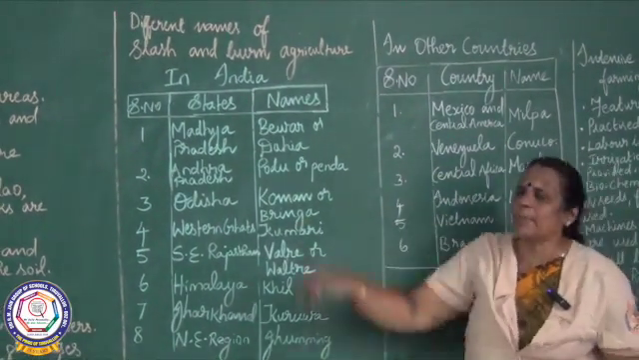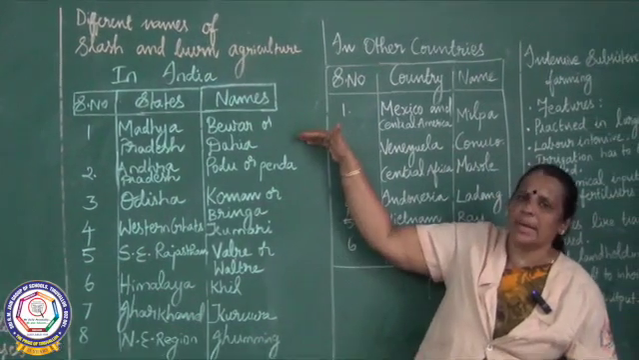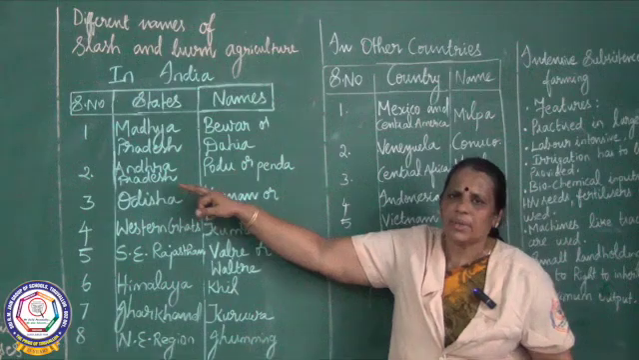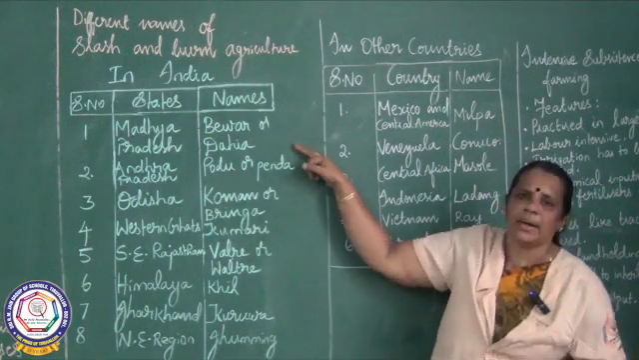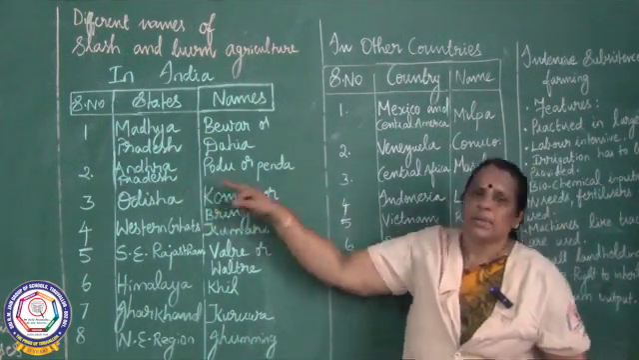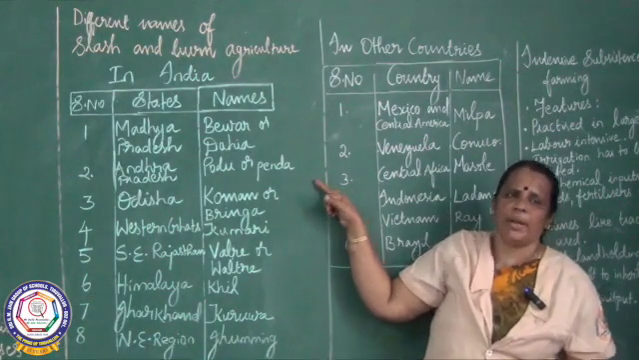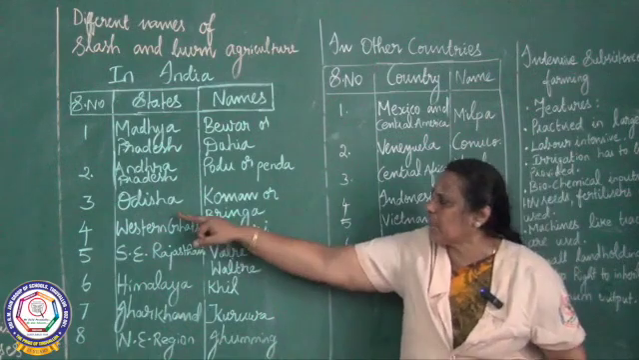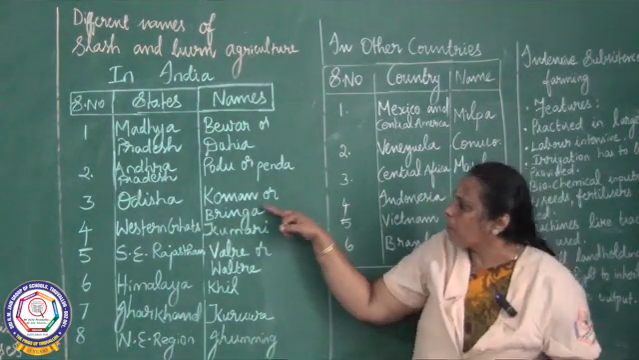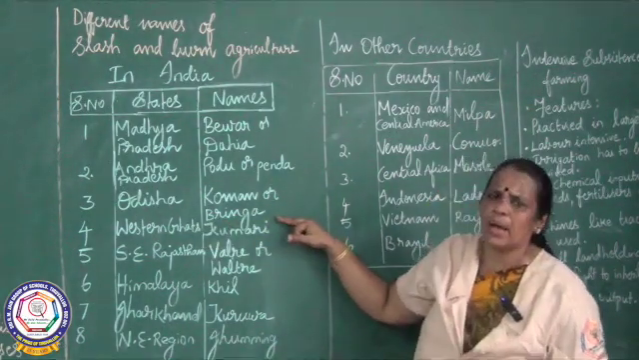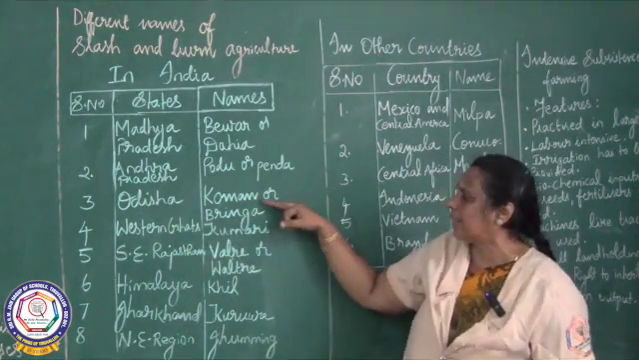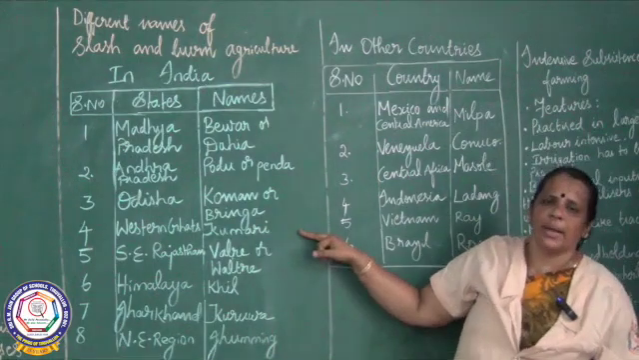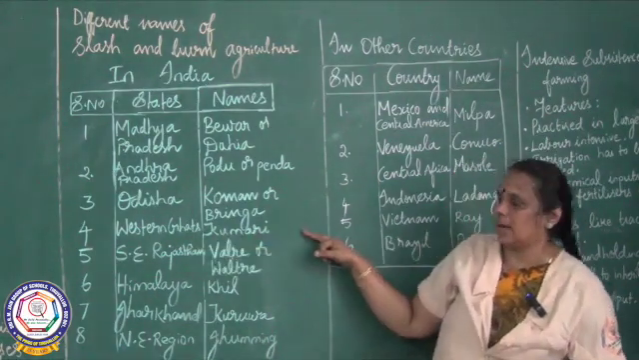When you move to Madhya Pradesh, this slash and burn agriculture is called Bevar or Dahiya. In Andhra Pradesh, it is called Podu or Penda. In Odisha, it is called Koman or Bringa. In Western Ghats, it is called Kumari.